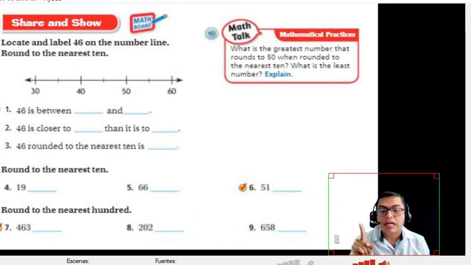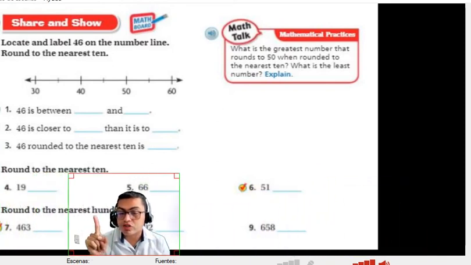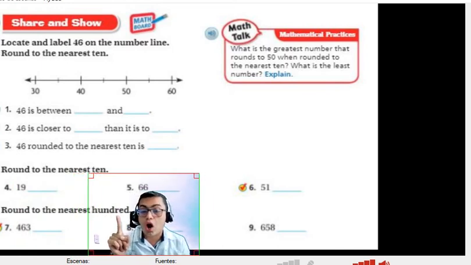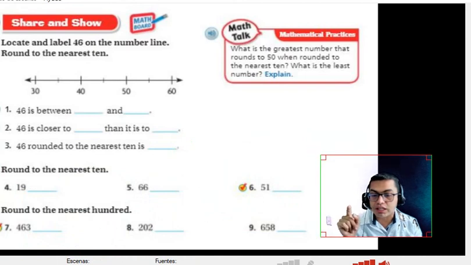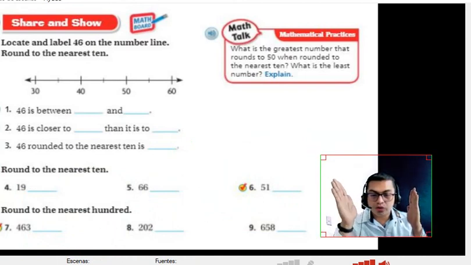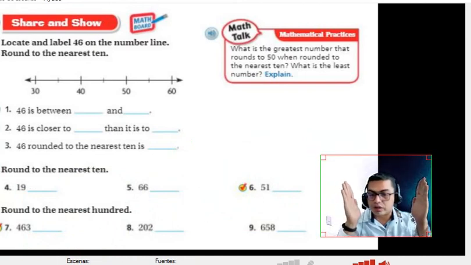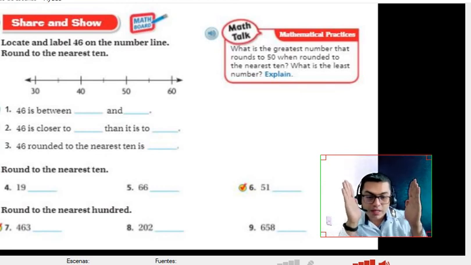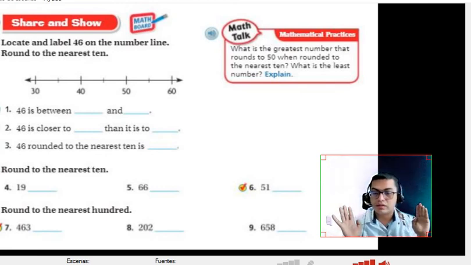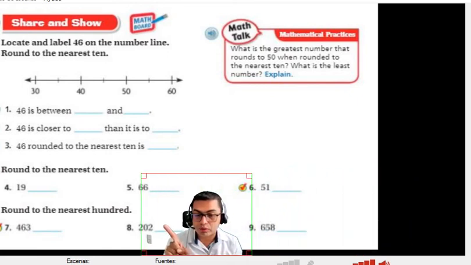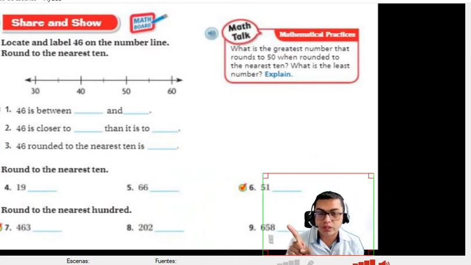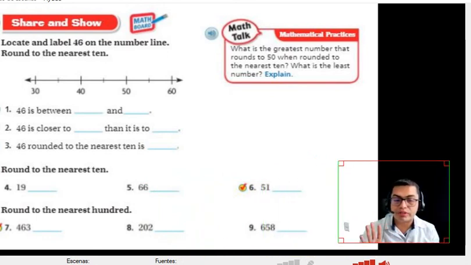51. Now, these other examples are round to the nearest 100. Entonces tú coges 463. Está entre 400 and 500. ¿Cuál estará más cerquita? Ok. Entonces ahí escribimos. Right. Round to the nearest 100, 202. The next example, 202. And 658, the same.